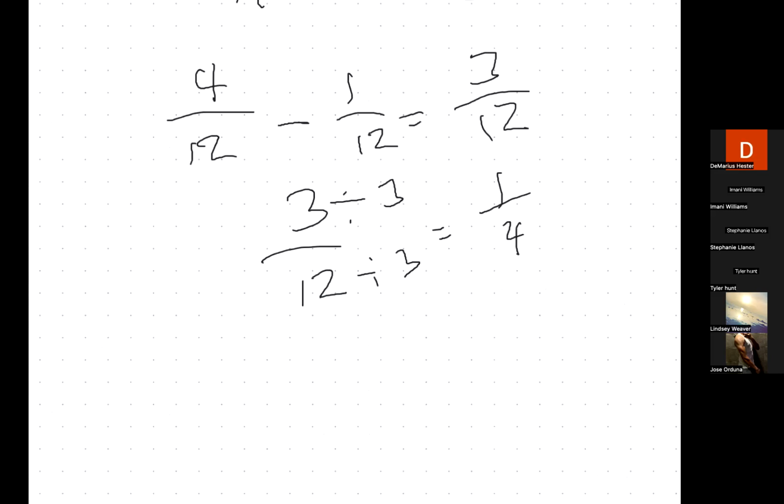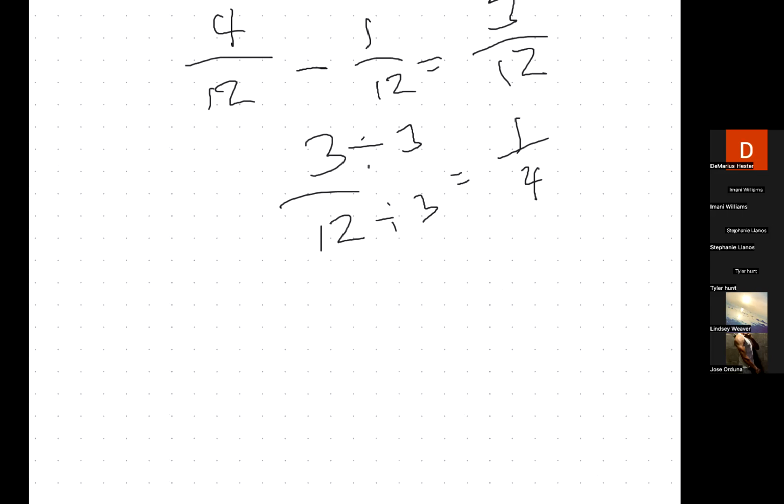Now, why don't you all try 13 over 8 minus 7 over 8? I'd like all of you to give that one a try. So everyone give this a try.